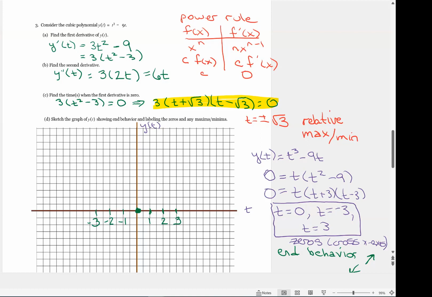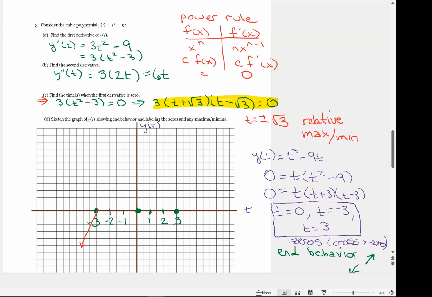All right. At 0, I have a 0. At negative 3, I have a 0. And at positive 3, I have a 0. Good. Now, using my end behaviors, I'm coming up from the left. I've got to cross through this graph. I don't know where my maximum is. What do I do? I look at my first derivative. And my first derivative says at plus or minus the square root of 3, I have either a max or a min.